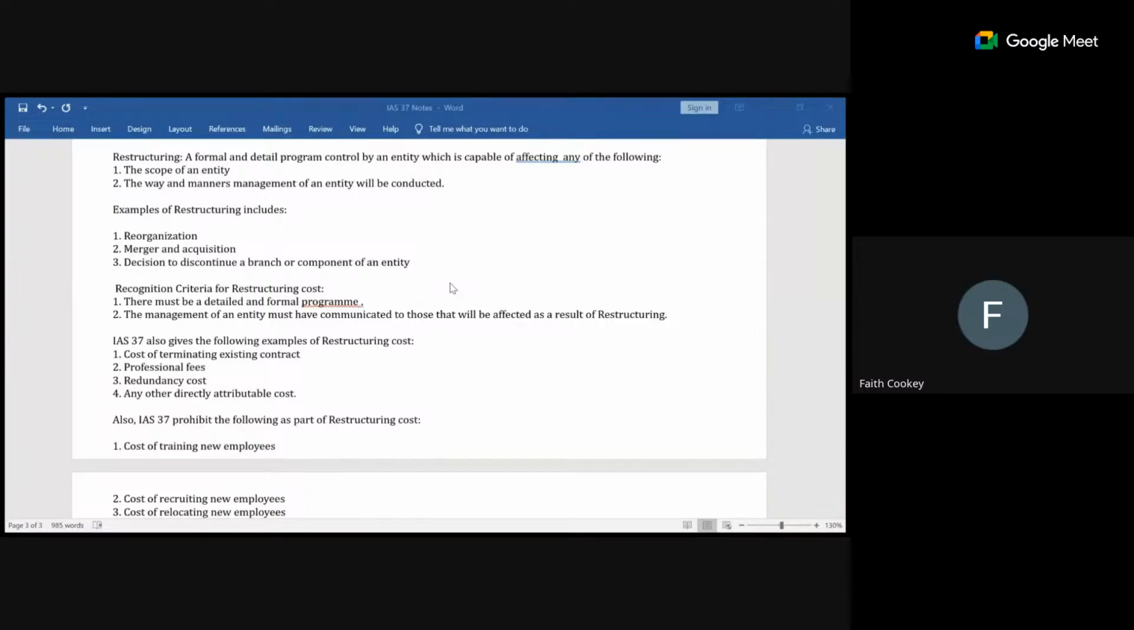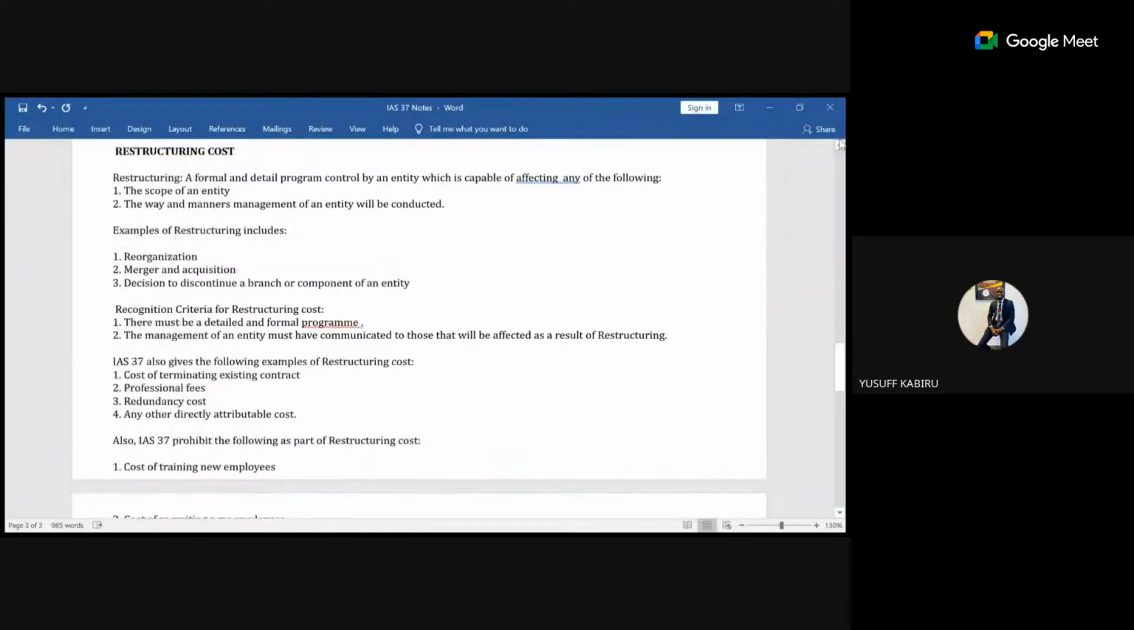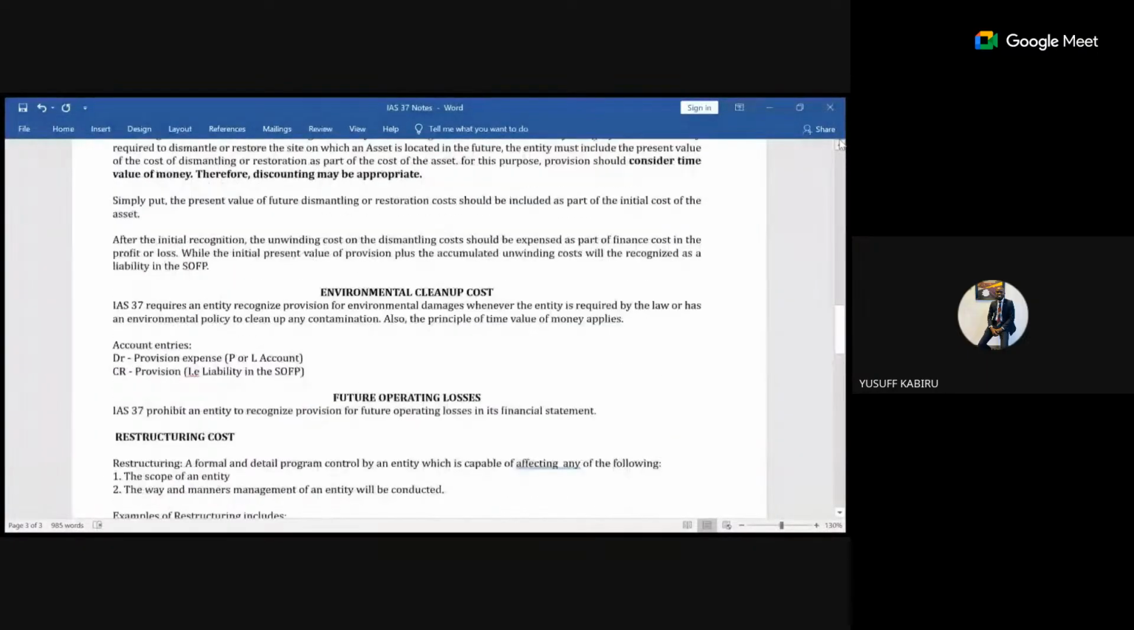Can you shed more light on contingent asset and liability? There's a point that you mentioned, if the chances is 30% or less, it becomes a contingent liability. So I don't really get it. Okay. Let me quickly move my note to the top. Please look at my screen.